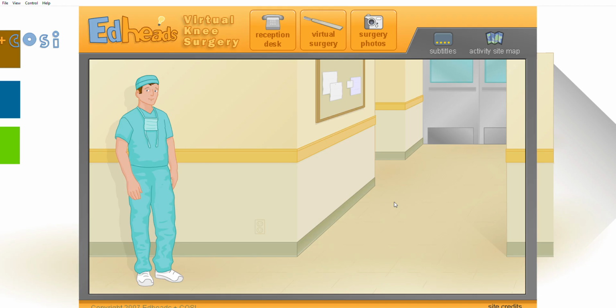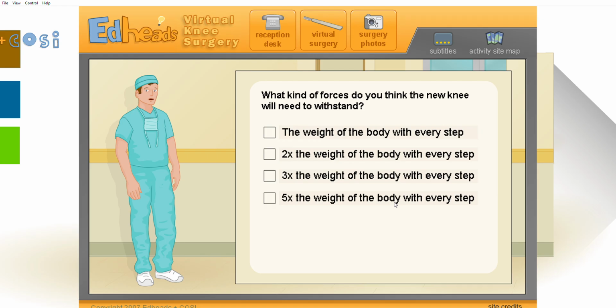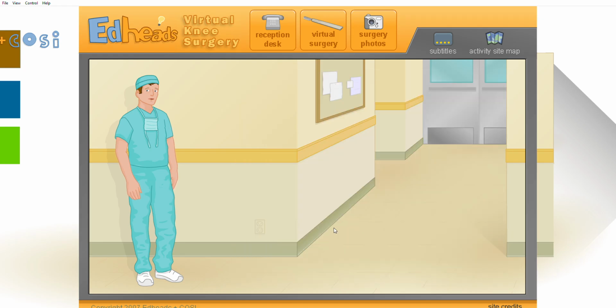Before you leave, let's think about the life of the new knee components. What kind of forces do you think the new knee will need to withstand? No, nope. Nice job. People average about 5,000 steps per day. Our patient's new prosthetics will withstand a great deal of force for 36 million steps or more.